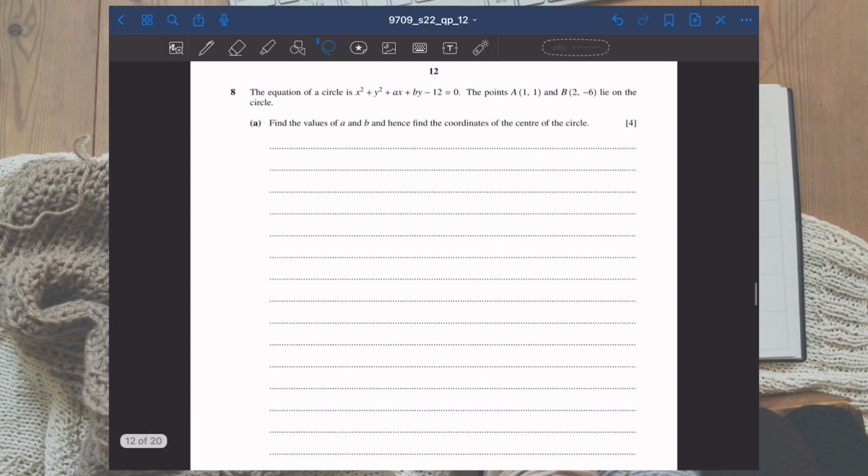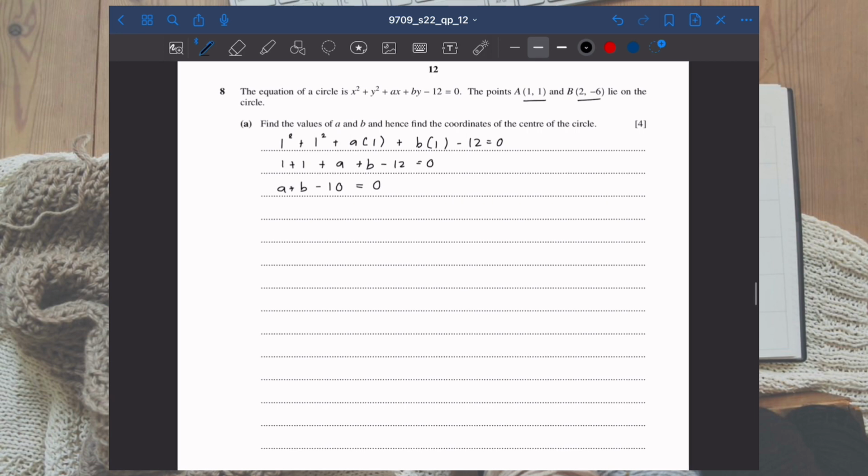So we can find A and B by constructing two equations, substituting these points into the equation of the circle. So first substitute point A into the circle, so we'll get 1 squared plus 1 squared plus A(1) plus B(1) minus 12 equals 0. So 1 plus 1 plus A plus B minus 12 equals 0. We'll get A plus B minus 10 equals 0. So that is our first equation.